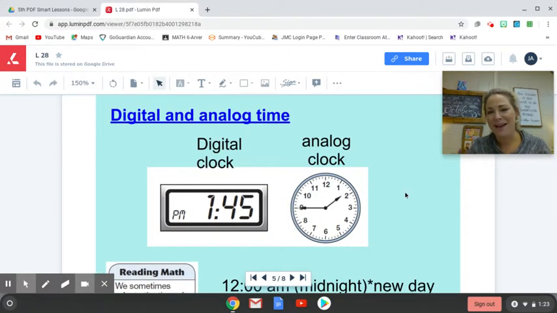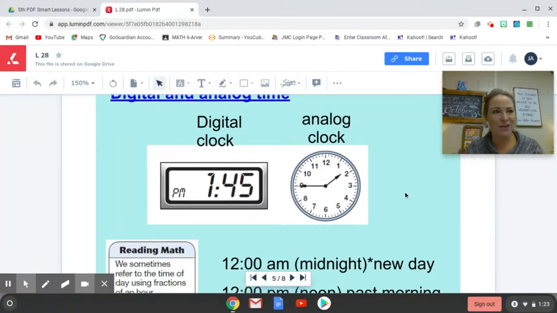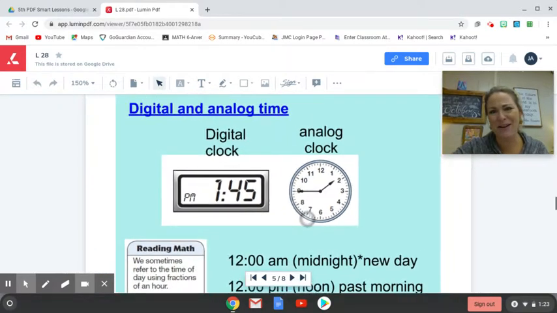Digital and analog time. As we move more and more towards a technological future, we don't really look at these analog clocks too much anymore. Typically, just in school classrooms or like doctor's offices. We don't really use them all that often anymore, but it's still a super important skill to know and understand.